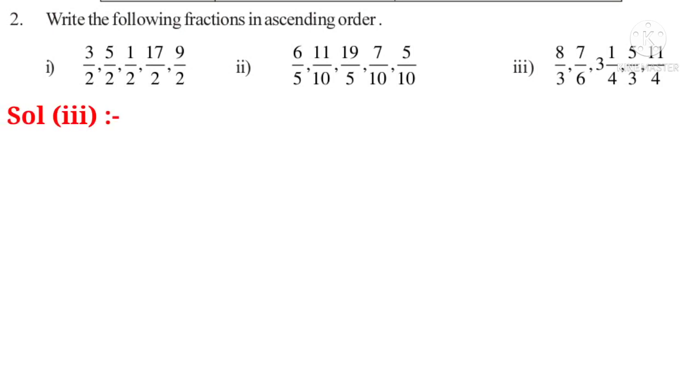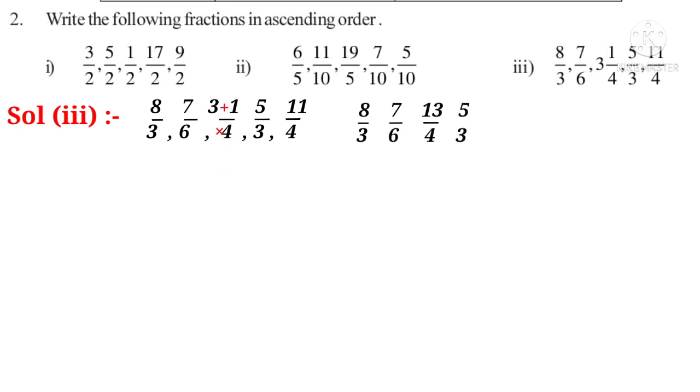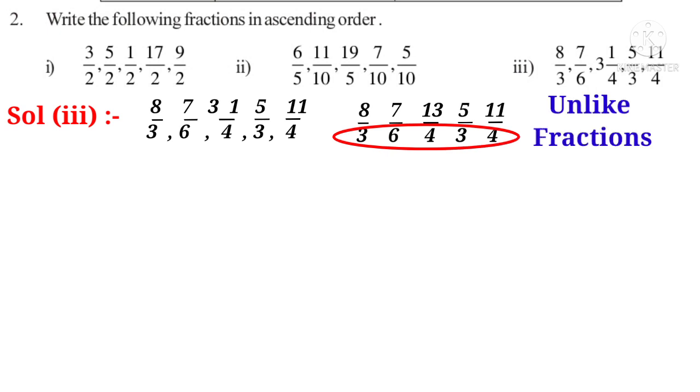Now solution 3: 8 by 3, 7 by 6, 3 and 1 by 4, 5 by 3, 11 by 4. Observe that in the middle there is a mixed fraction. Let us convert it into an improper fraction: 4 into 3 is 12, plus 1 is 13. So 13 by 4. Observe that all the denominators are not equal, they are different, so these are unlike fractions.